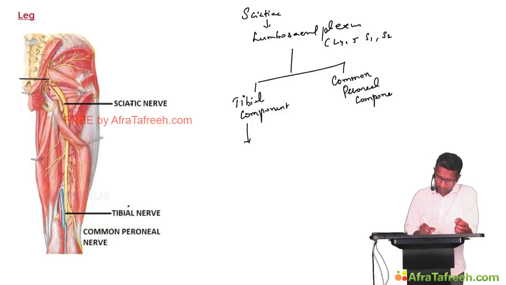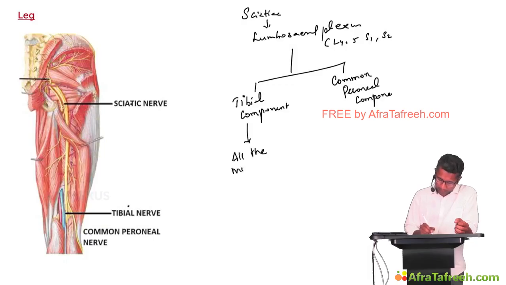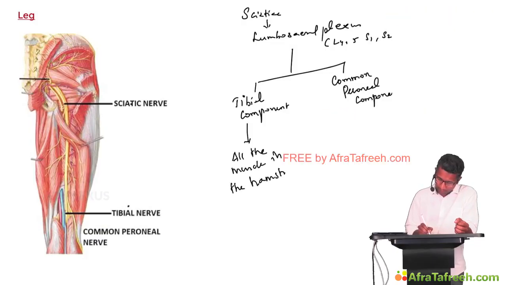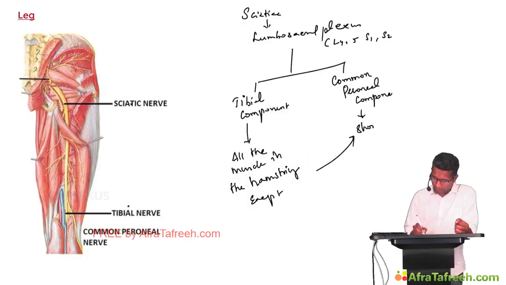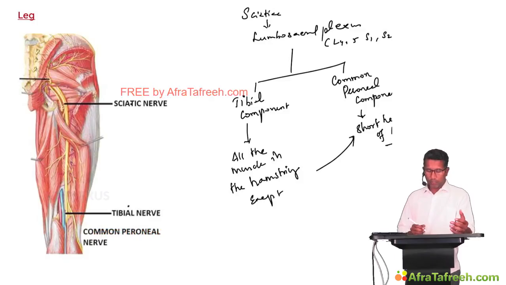You all know that. So all the muscles in the hamstring region are supplied by the tibial component, except one muscle, which is supplied by the common peroneal component, that is the short head of biceps femoris. Okay, this is the supply of the sciatic nerve in the thigh region.